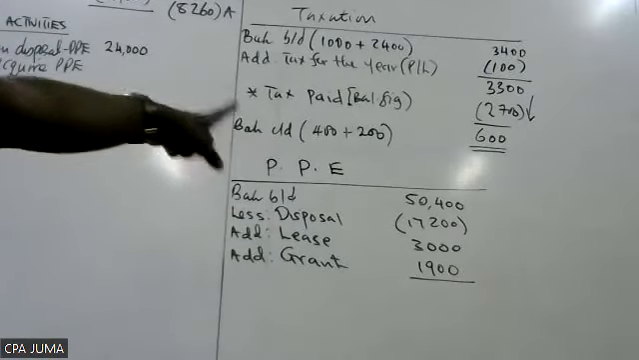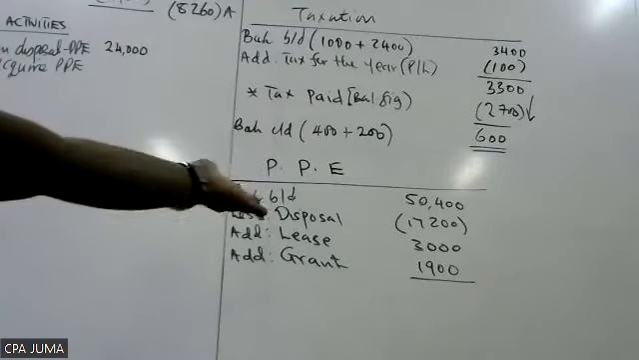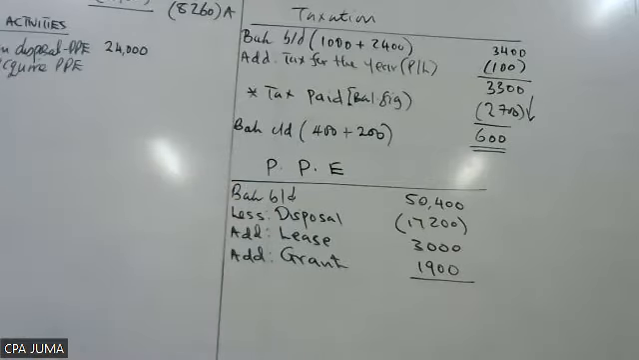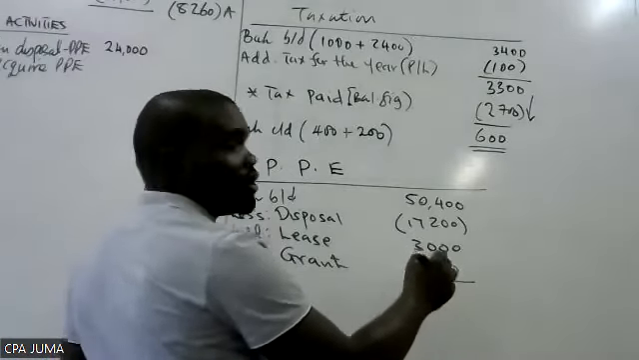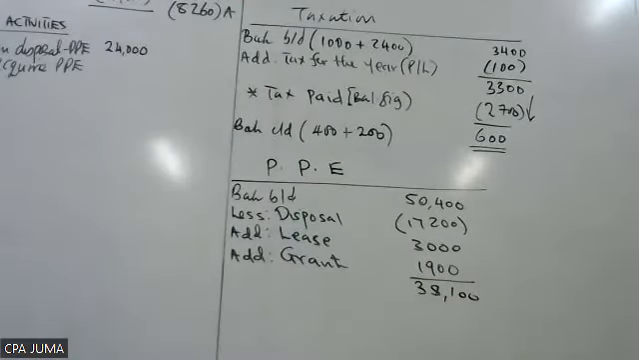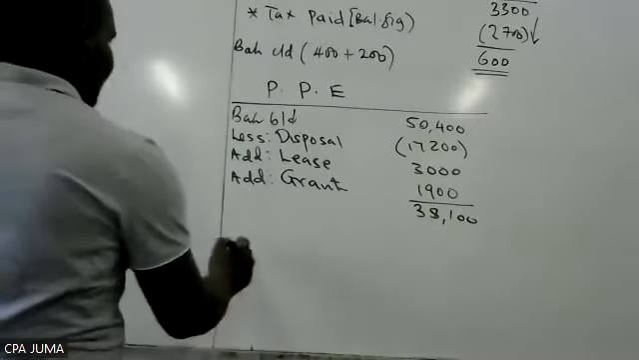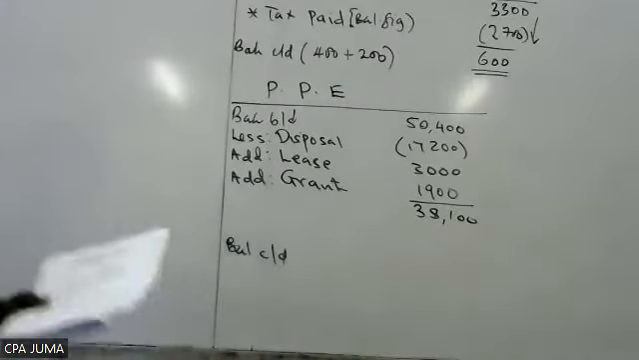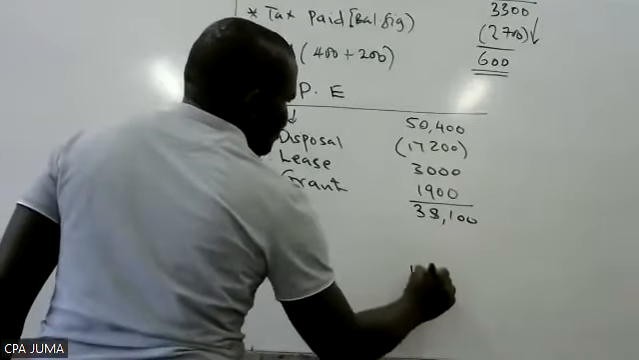We started with 50, we disposed an item which had been revalued to 17. There's another one which came through lease. There's another one recovered through a grant. So in total, we should be talking of 38,100. Skip one line. Is that the cost the examiner is talking of at the end of the year? Balance carried down. Is that what they're talking about? No. They are talking about how much? They are talking about 42.